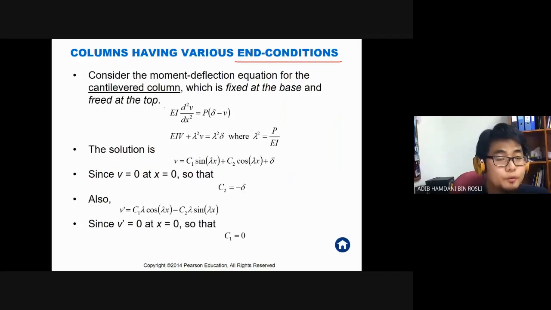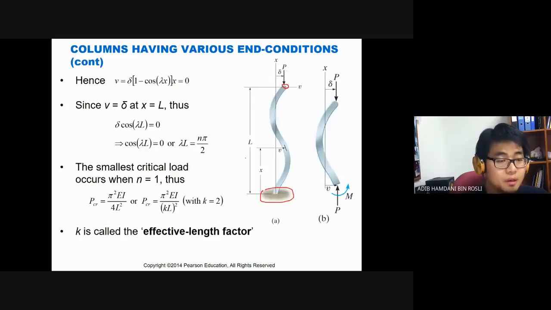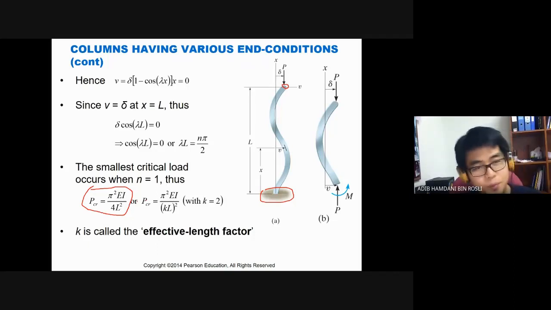Now again, if you start by using EI times the second derivative of v with respect to x equals M, then you get this. You solve this, apply one condition and everything, and then you will end up with P critical equals pi squared EI over 4L squared. You realize the difference between this and the previous one that we have seen? The previous one was pi squared EI over L squared, right? There is no 4 here.